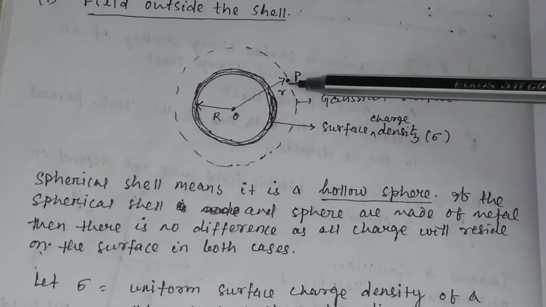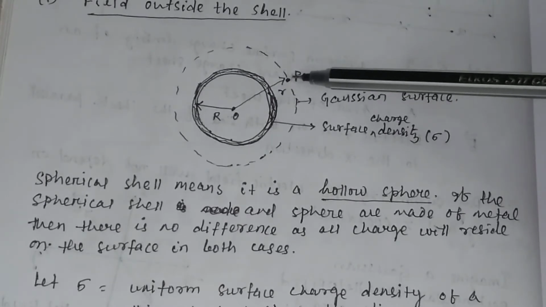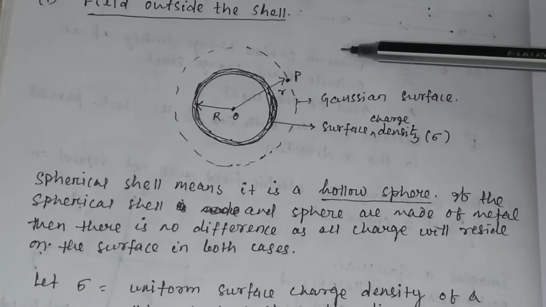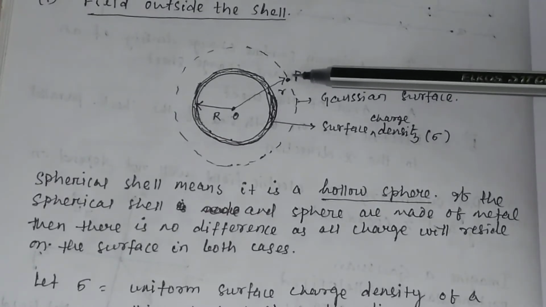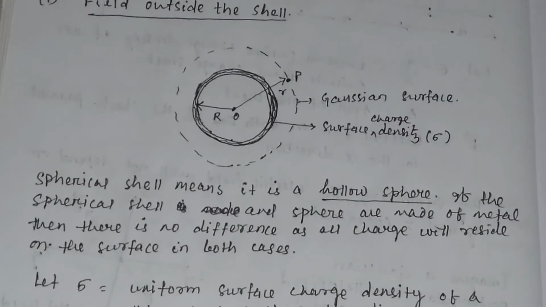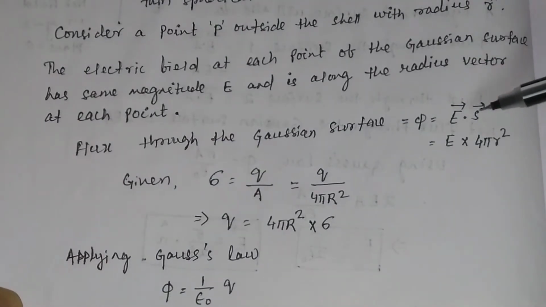Surface area vector and field vector are along the same direction, so the angle between them is 0 degrees. So the flux will be equal to E dot S. Flux phi will be equal to ES cos 0, the magnitude of E times the total surface area of the Gaussian surface, which is 4 pi r square.